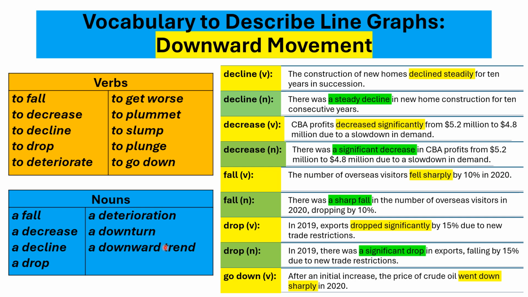You might have noticed that these words appear in different forms, verbs and nouns. For example, decline can be used as both a verb and a noun, and adjectives can change into adverbs depending on the sentence structure. We will discuss sentence structures in more detail after looking at the model description in the next video. For now, focus on recognizing how different words are used to describe downward movement in a line graph.